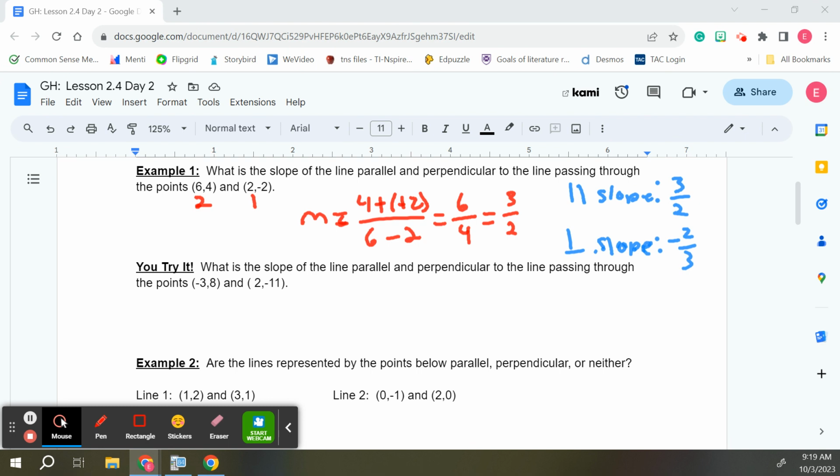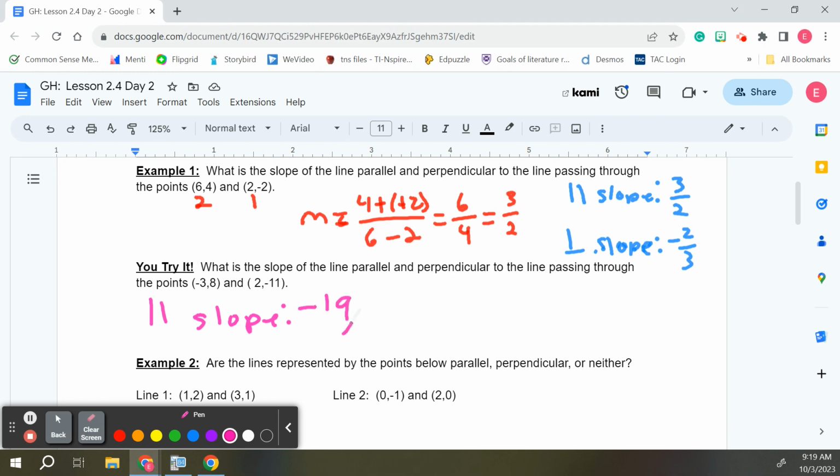Show of hands, who's still working on this? All right. So who can tell me what is the parallel slope for this line? Good. Very good. And how about the perpendicular slope? Go ahead. 5 over 19. All right, questions on that?